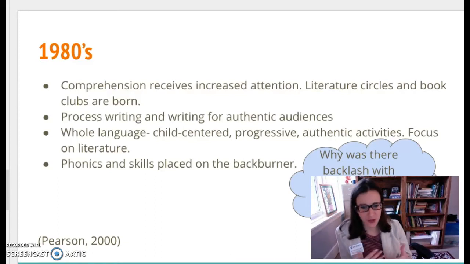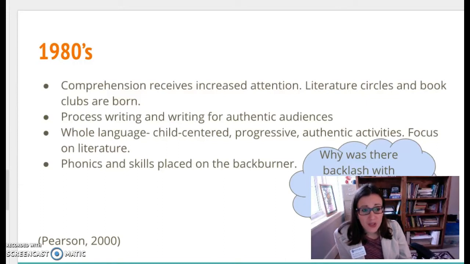Book clubs are starting to become popular in the mid to late 80s, with the literature circles and book clubs. We have process writing and writing for authentic audiences, so not just turning papers into the teacher, but instead writing for a purpose that exceeds the four walls of the classroom.